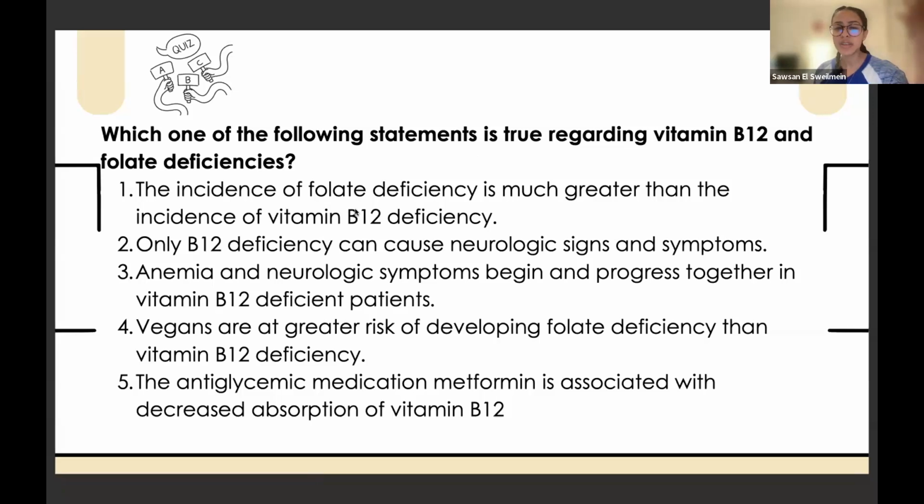For the B12 deficiency that can cause neurologic signs and symptoms, it's not only B12, because even in folate deficiency in the early embryology, we can have, for example, the spina bifida and all these neurological problems that can happen from a folate deficiency. The anemia and neurological symptoms happen independently, and they're not related with each other or one precedes the other. Vegans are at higher risk of having B12 deficiency and not folate deficiency. And the correct answer is that the anti-glycemic medication metformin is associated with decreased B12 absorption.